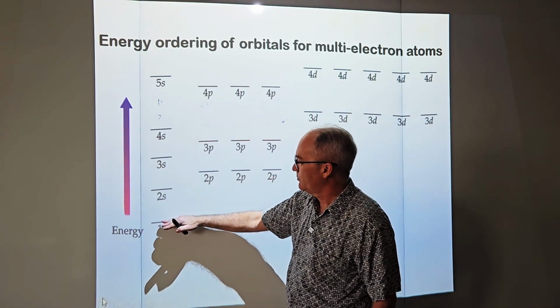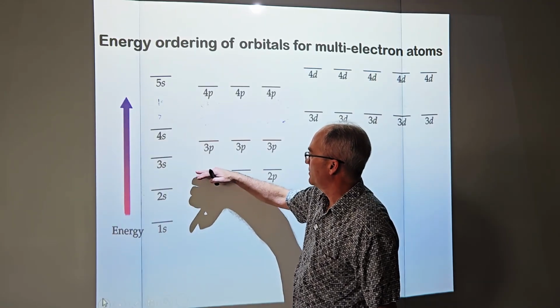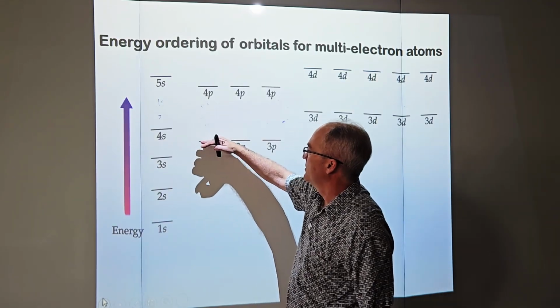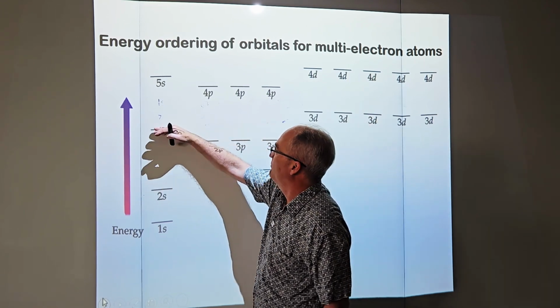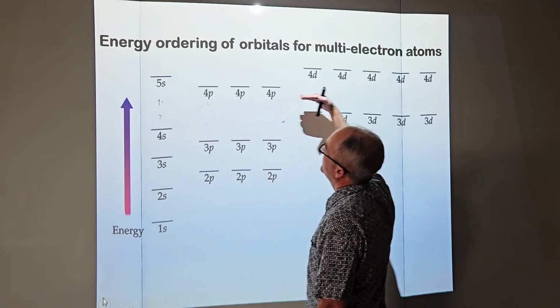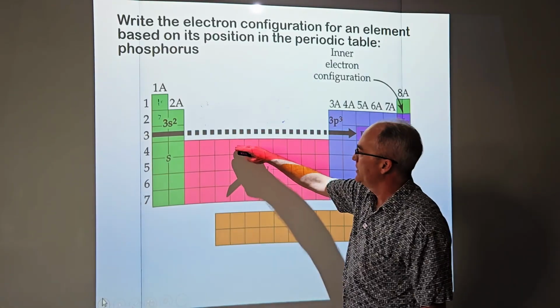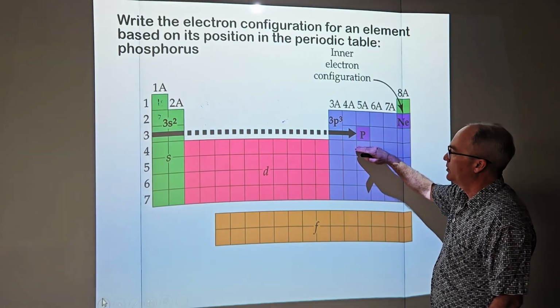Otherwise, we fill from low energy. Well, we always fill from low energy to higher energy. So we're always going to fill up like this. But here, we don't get to the 4p till after we've filled up the 3d. Then we start filling up the 4p. See, here's the 3d, and then here's the 4p.